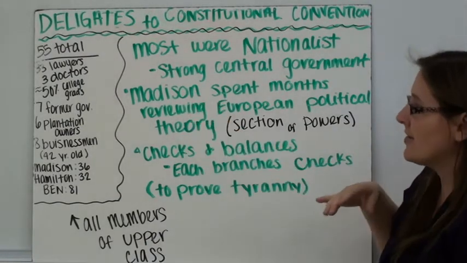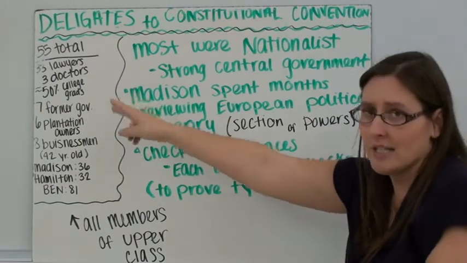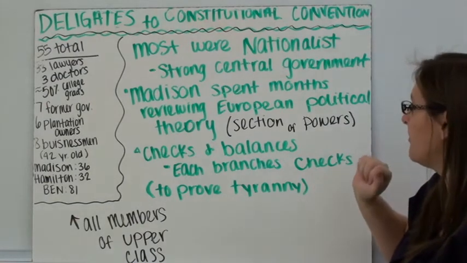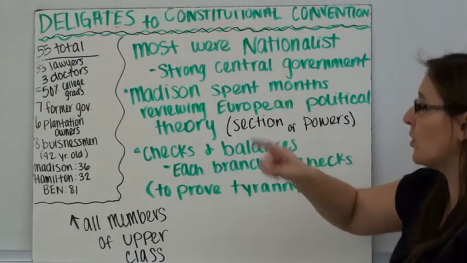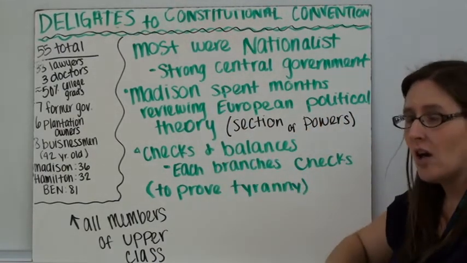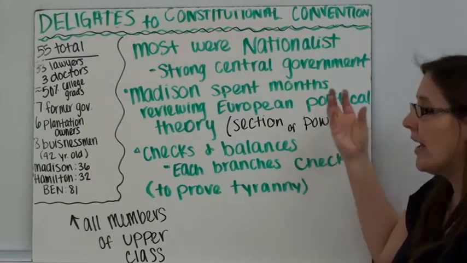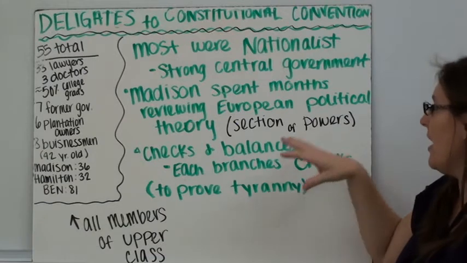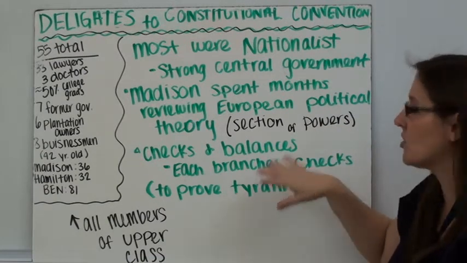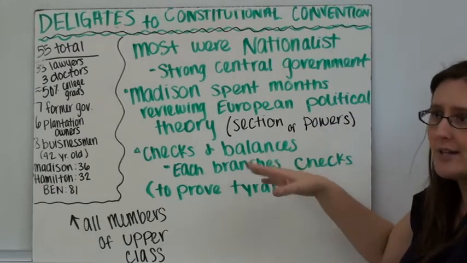Madison is known as the writer, the author of the Constitution. Not that he was the only one with the ideas, because there were 55, but he's the one that took the notes and wrote it. He spent months before going to this convention reviewing European political theory, Montesquieu, Locke, and that idea of separation of powers from Montesquieu, he relied heavily on. And the 3 branches, the checks and balances that you find in the Constitution are because of those things that Montesquieu wrote and that Madison read.